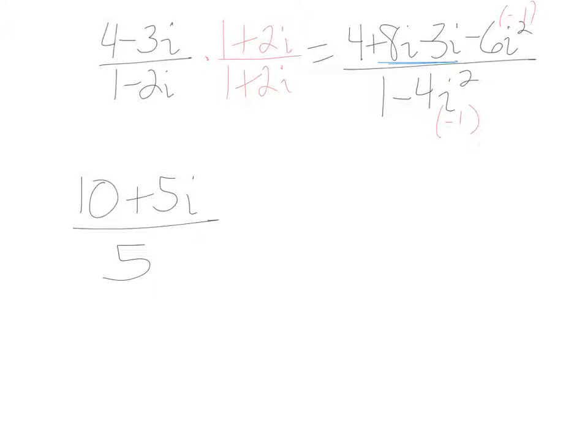Now again, look and see if there's something you can divide all 3 numbers by, and you can this time. Everything divides by 5. Has to be all 3 or none. So dividing everything by 5 on the top, 10 divided by 5 is 2, plus 5 divided by 5 is just 1i, all over 1, which you don't have to write.